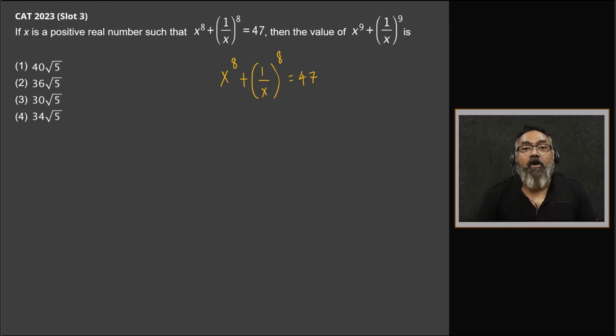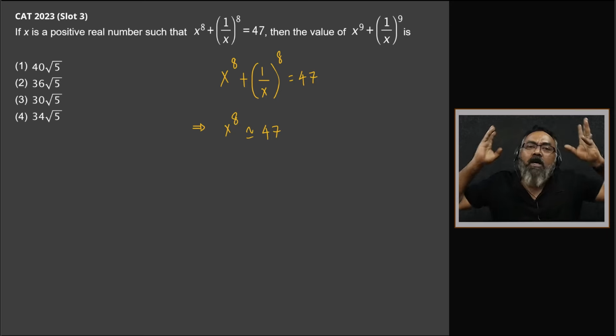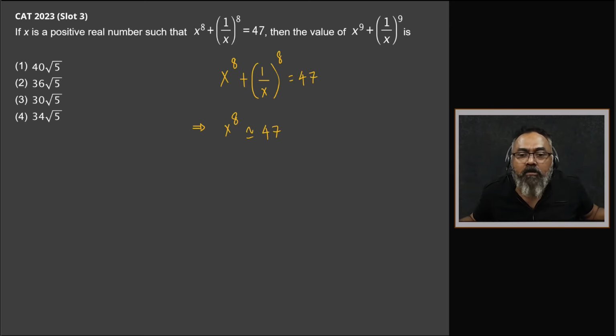What is 1 by 2 to the power of 8? That is 1 by 256. So 2 to the power of 8 plus 1 by 2 to the power of 8 will be 256 plus 1 divided by 256. 1 divided by 256 is 0.0 something, no? So it will be very close to 256 only, no? The point that I'm saying is x to the power of 8 plus 1 by x to the power of 8 equal to 47 can be approximated to x to the power of 8 approximately equal to 47. We have ignored 1 by x to the power of 8. That's a logical thing to do.